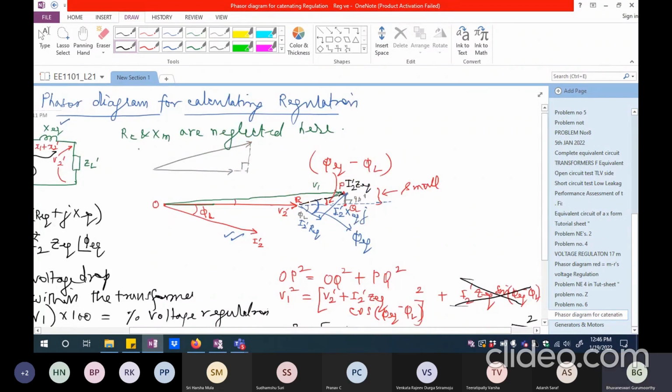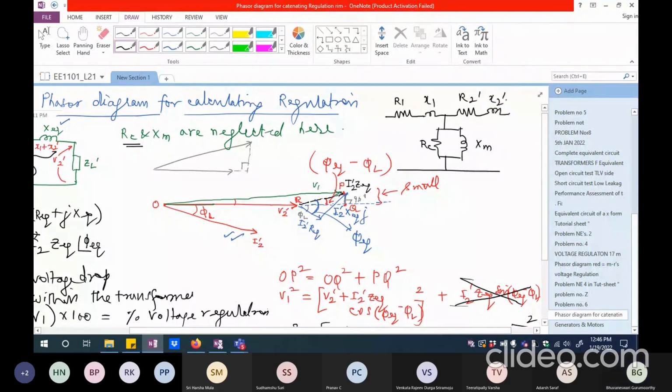RC is the core loss component of resistance. So when you draw the equivalent circuit, you say this is R1, this is X1, and you normally have RC and XM like this, right? This is what we drew as the equivalent circuit initially. And then I drew R2 dash and X2 dash. And then we said that V1 is applied here.